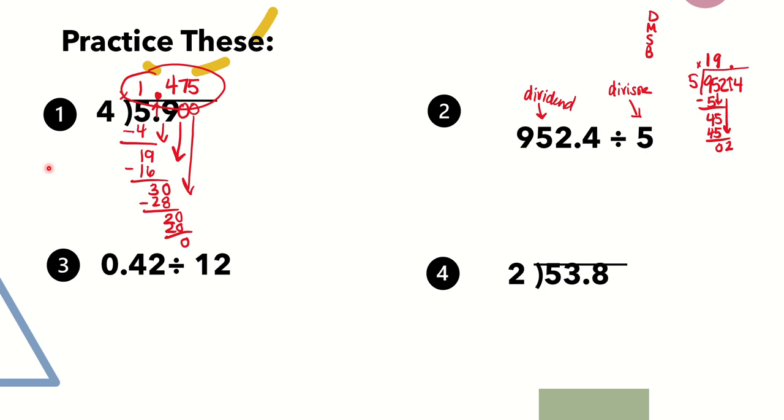5 cannot go into 2, so I put my 0, bring down my 4. 5 goes into 24 4 times, that's 20. And then I bring down a 0. And then 5 goes into 40 8 times. And there goes my answer. Let's go ahead and quickly look at number 3 and number 4.